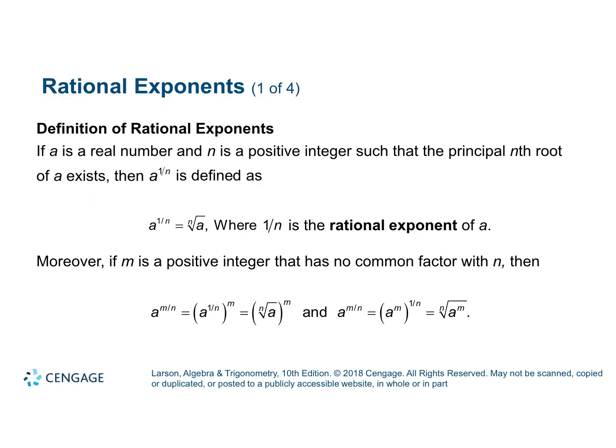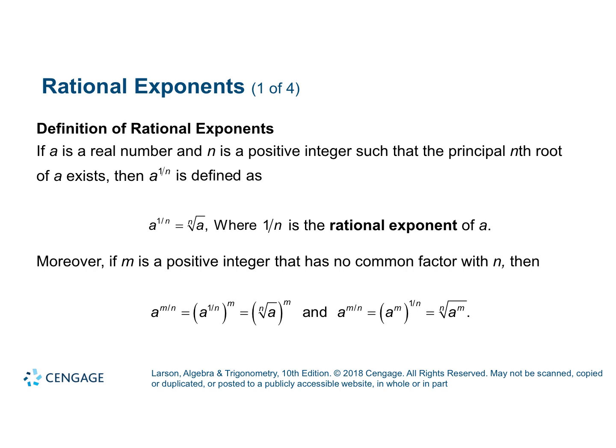So, rational exponents. The definition of rational exponents: if a is a real number and n is a positive integer such that the principal nth root of a exists, then a to the 1 over n is defined as the nth root of a. This is kind of what I was talking about, that you can write the square roots as a fraction exponent. So a to the 1 over n is the same thing as saying the nth root of a, where 1 over n is a rational exponent of a. More so, if m is a positive integer that has no common factor with n, then you can actually separate them into a power and a root with exponents.